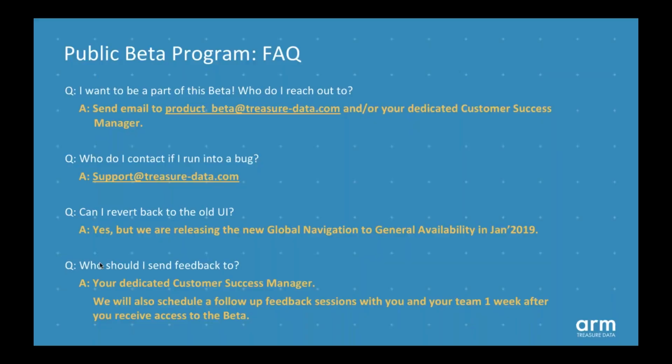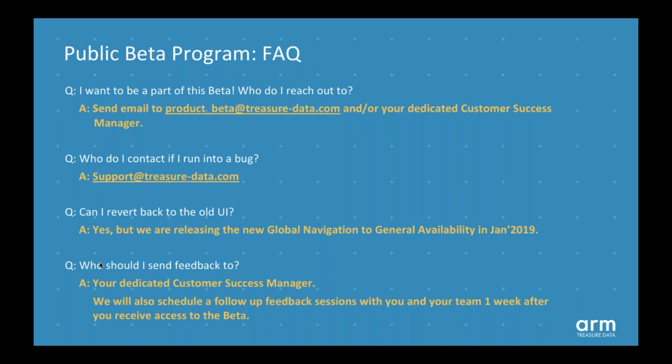So here's a few FAQs. Let's say you want to be part of this beta. Who do you reach out to? If you would like to be part of this beta, you can reach out to product_beta@treasuredata.com or reach out to your dedicated customer success manager, and they will set you up with the beta.